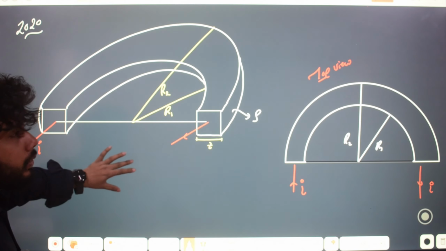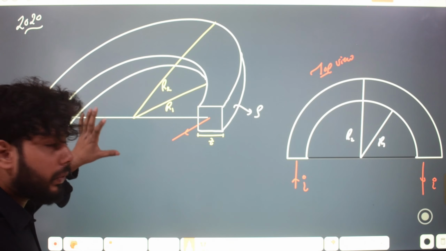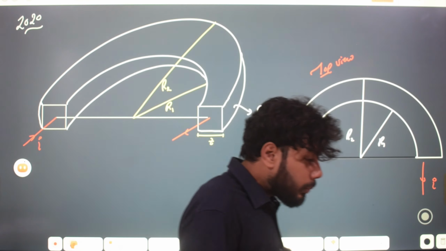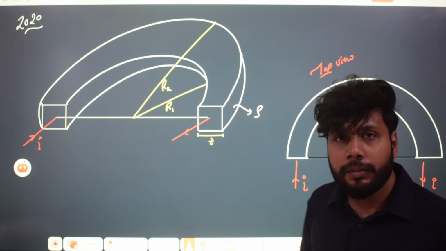This is our JEE Advanced question. It will not be exactly that question; it will be a little bit different, but the core concept will remain the same. This question was in 2020. What I am going to ask is: you have a semicircular disc of width t.